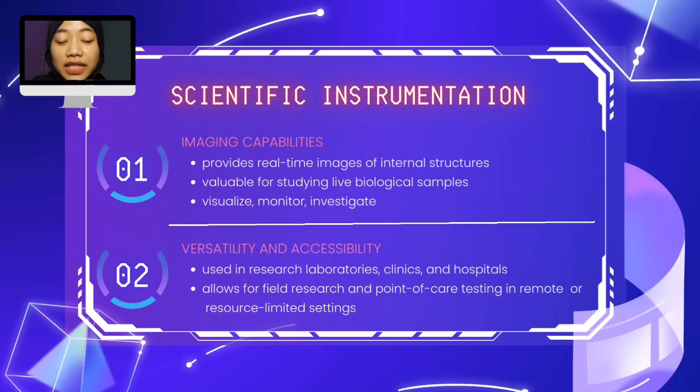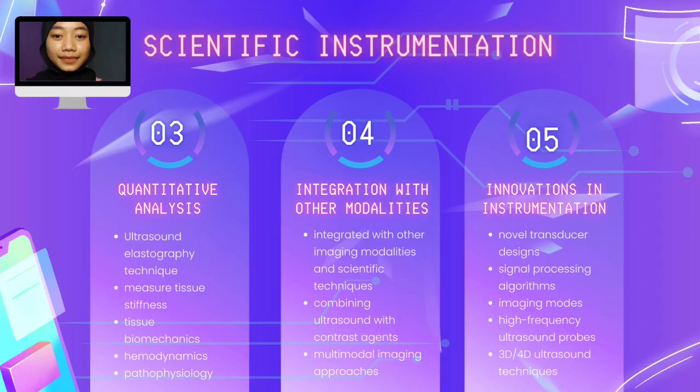The second one is versatility and accessibility. Ultrasound machines are versatile and widely accessible instruments used in research laboratories, clinics, and hospitals. Researchers can easily conduct ultrasound studies to explore a wide range of scientific questions across disciplines such as biology, medicine, veterinary science, and materials science. The portability of modern ultrasound systems allows for field research and point-of-care testing in remote or resource-limited settings.